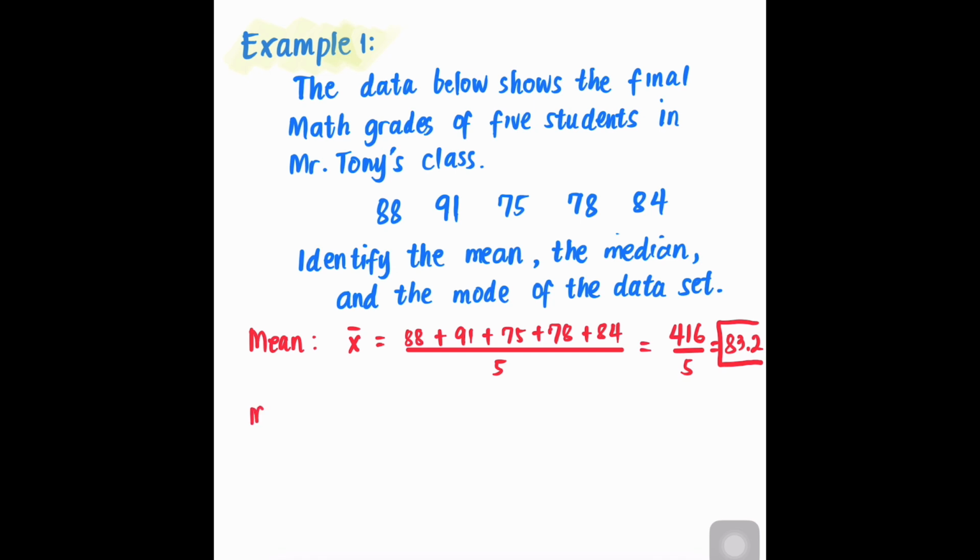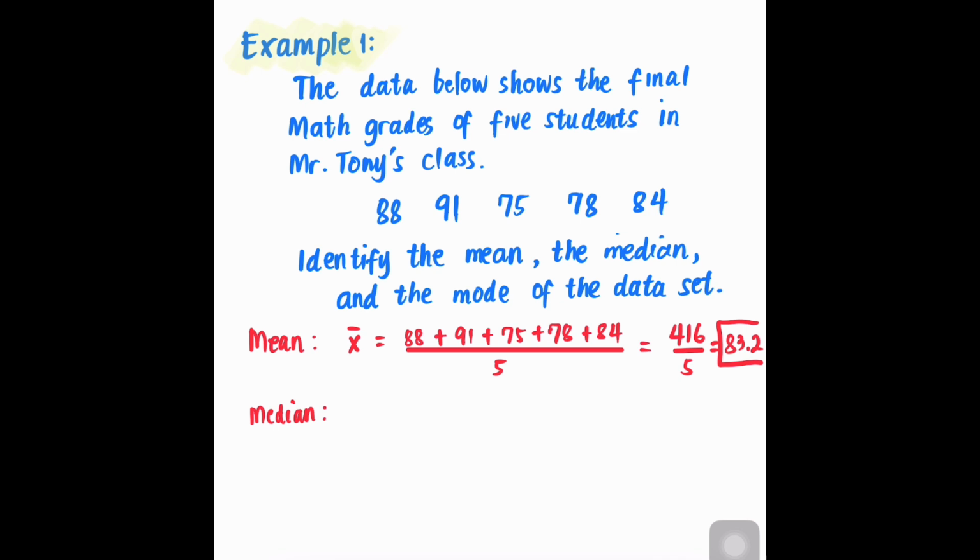Next, the median. So you've just learned that in order to find the median, you need to arrange the given scores or data first before we can identify the median. So we were given the 5 grades or numbers right here. We need to make sure to arrange them in order. It's up to you if you want to go from highest to lowest or lowest to highest, as long as they are arranged in order. So we can go from the lowest score to highest score.